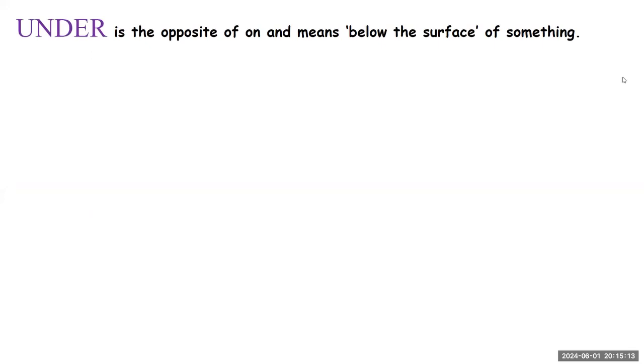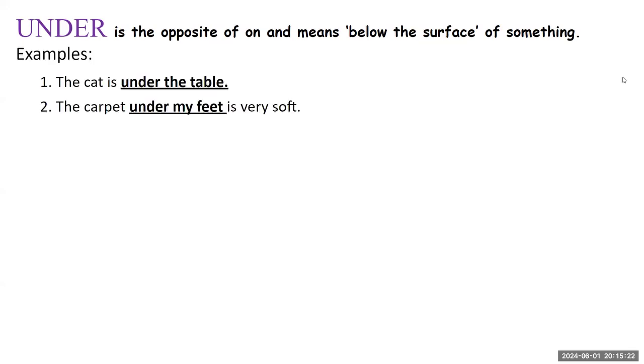Under and below. Under is the opposite of on and means below the surface of something. The cat is under the table. The carpet under my feet is very soft. The book is under my glasses.